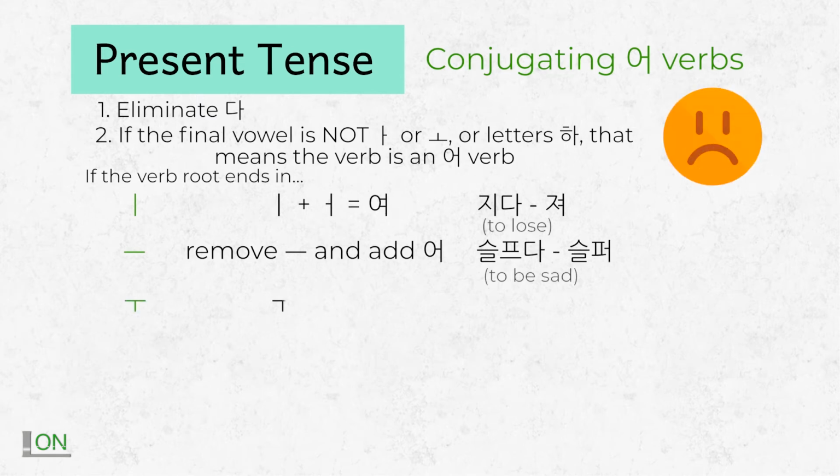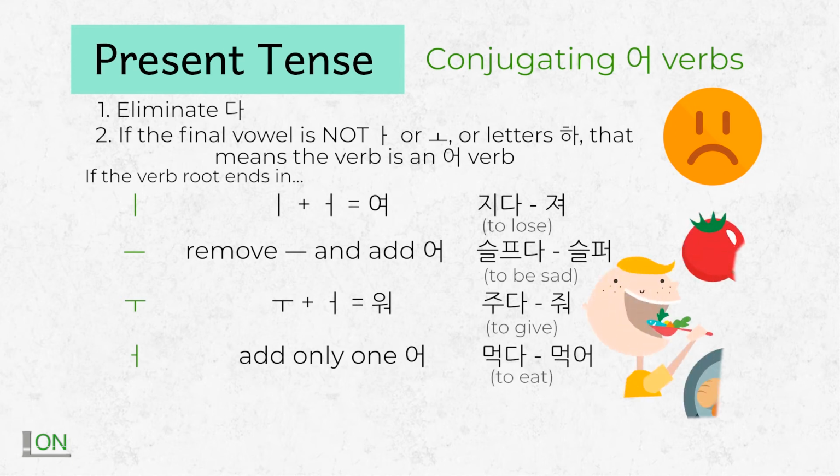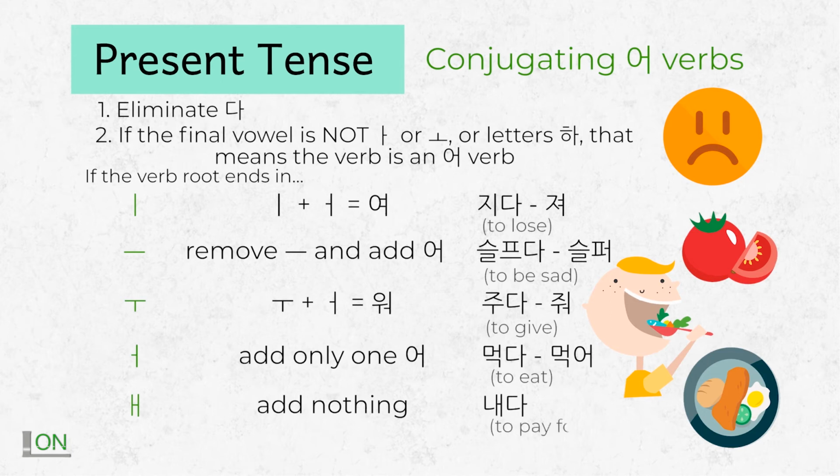우 plus a, it's gonna be 와. For example, 주다, to give, 줘. Add only one a. For example, 먹다, to eat, it'll be 먹어. Add nothing. 내다, to pay for, it's gonna be 내.